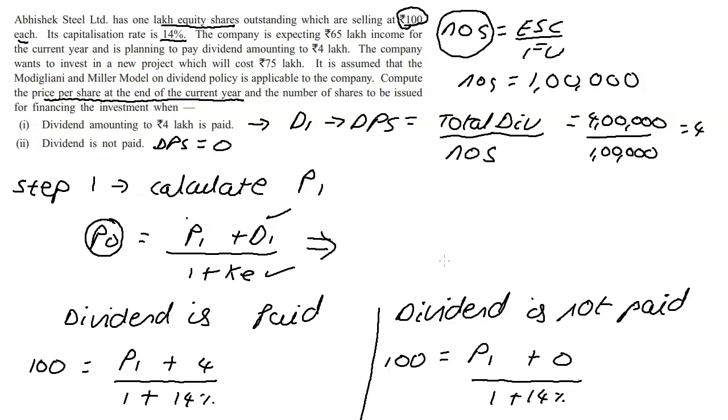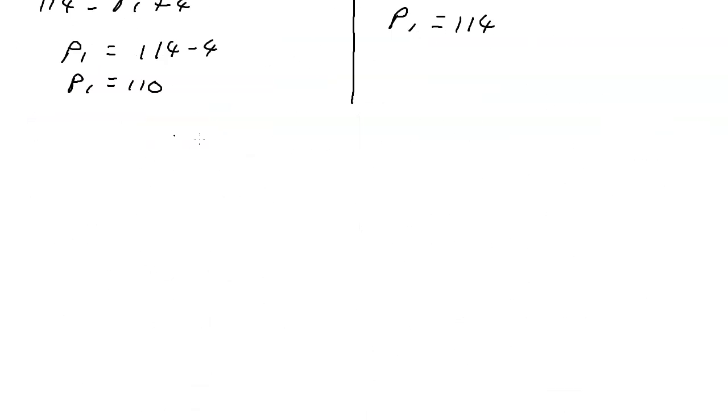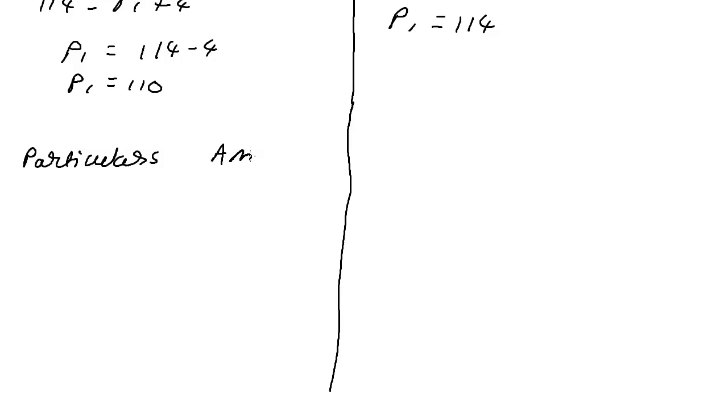And what did they want? They wanted the price per share at the end of the current year and the number of shares to be issued for financing. Now the number of shares to be issued for financing is our next calculation, and it's fairly simple. Maybe you can take particulars and amount.